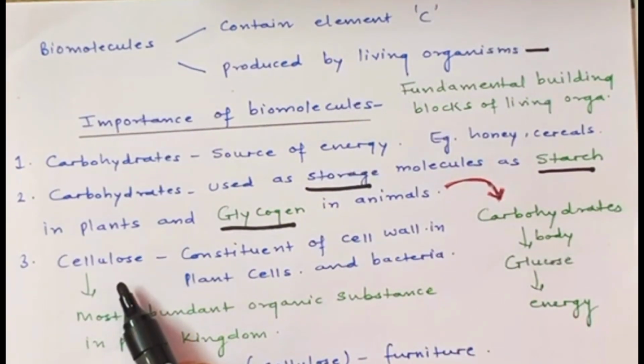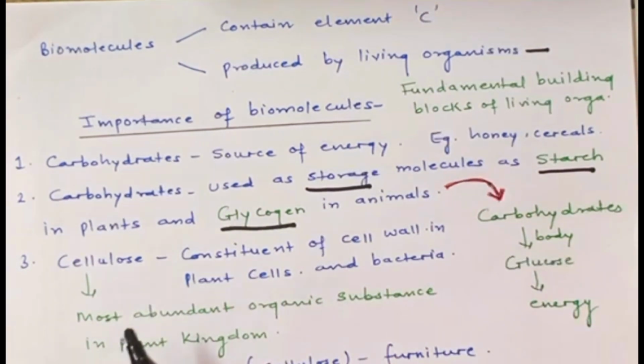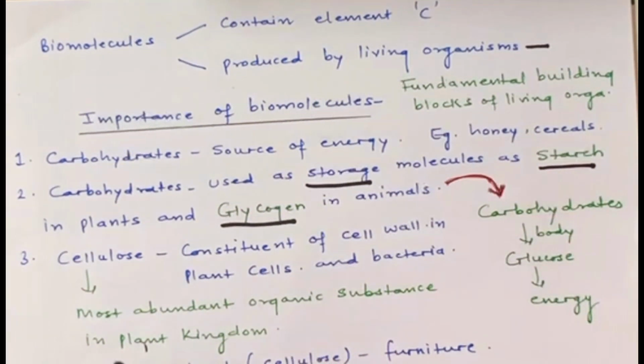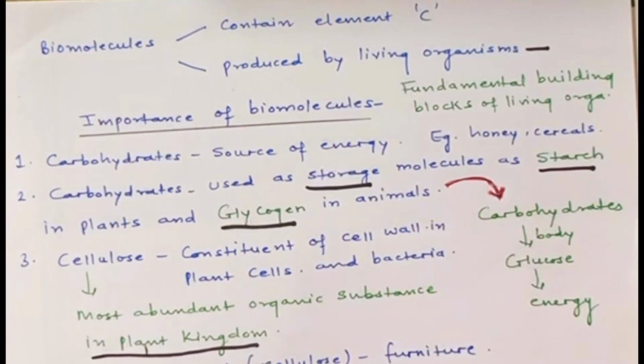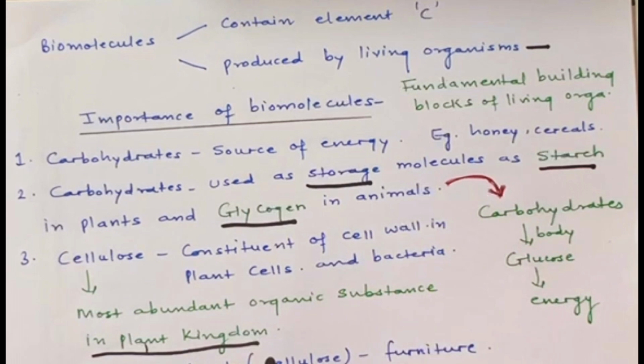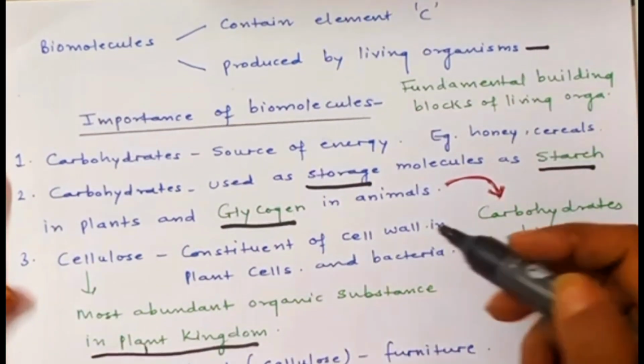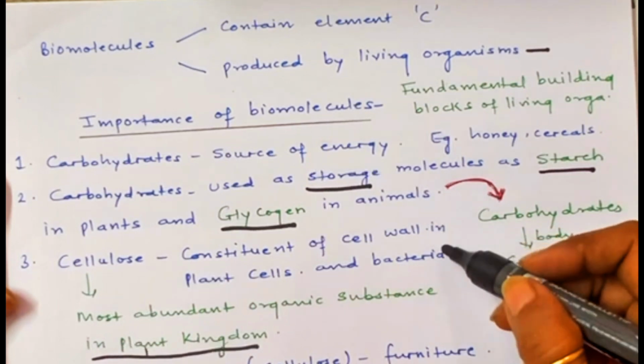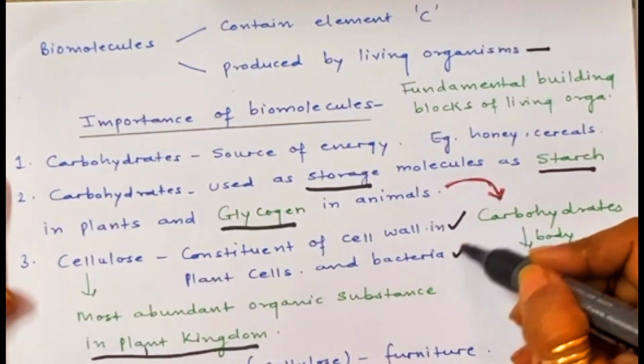Cellulose is a type of carbohydrate which is the most abundant organic substance in the plant kingdom, which means this is the maximum type of polymer, a macromolecule, which is found on the earth, and it is a constituent of the cell wall in the plant cells and bacteria. So these kind of points can be asked in the exam.